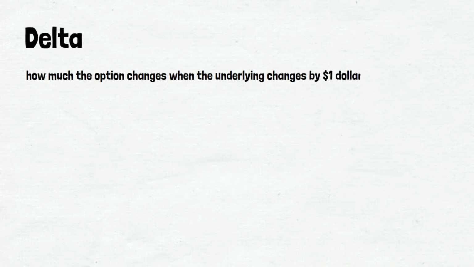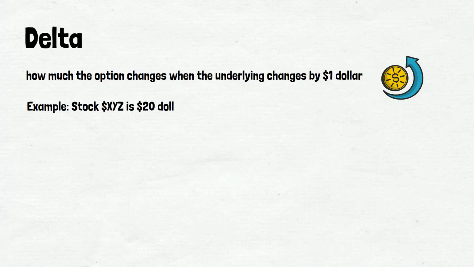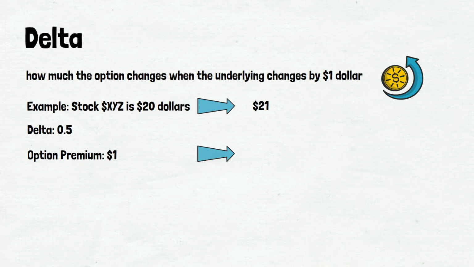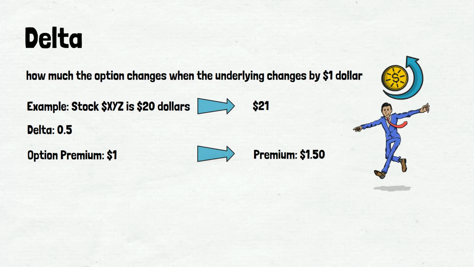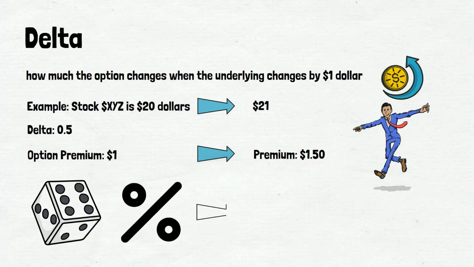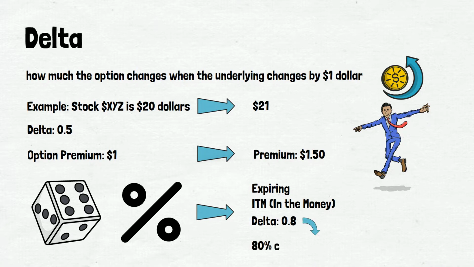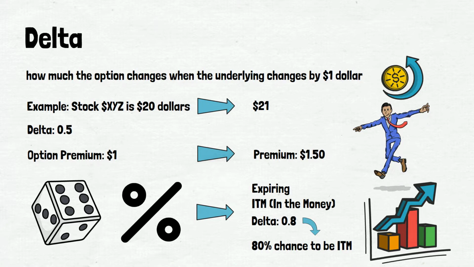First one is delta. It is one of the more important Greeks for options. Delta's domain is price. It tells you how much the option price changes when the underlying changes by $1. That means an option with a delta of 0.5 will be expected to increase by 50 cents if the underlying goes up by $1. Delta could also be interpreted as the probability of the option expiring in the money. For an option with a delta of 0.8, that means there is an 80% chance of the option expiring in the money. The higher the delta, the better chance that the option will expire in the money.